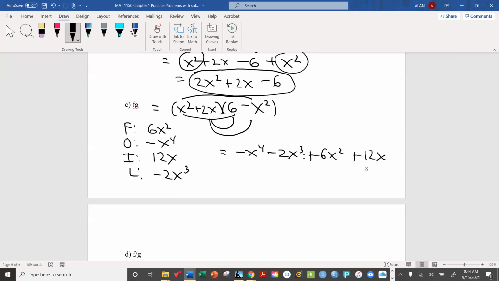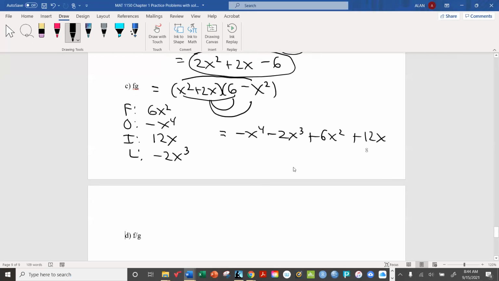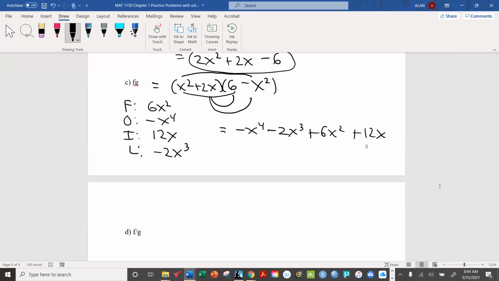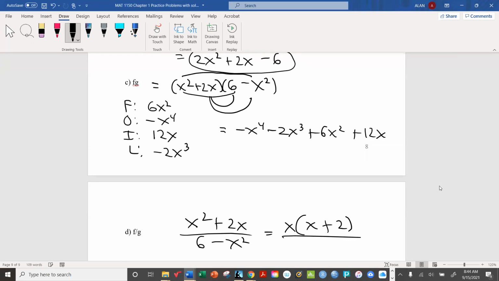Now, as far as the division goes, sometimes you can simplify, but often you can't. So in a case like this, for example, I don't think there's any way to simplify this ratio, x squared plus 2x over 6 minus x squared. I think we're just going to leave it like this. I mean, you can do this, for example, but it doesn't really get you anywhere. I don't think so.